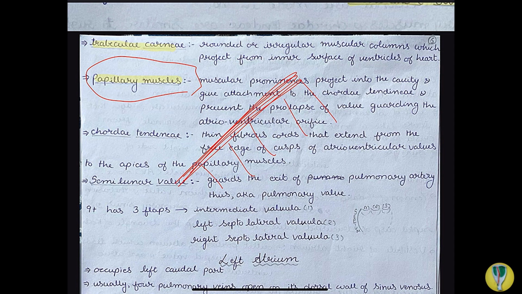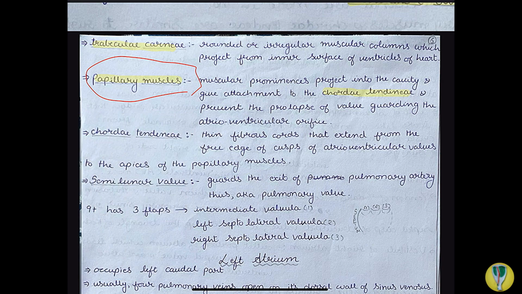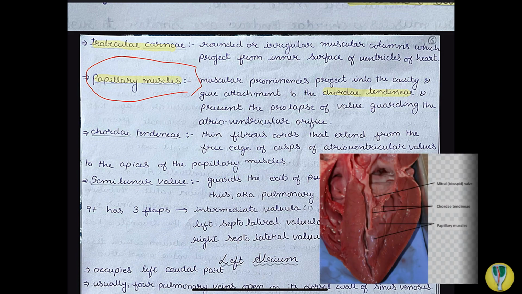While in case of the papillary muscle, they are muscular prominences which project into the cavity and they provide attachment for the chordae tendineae. Okay, so the papillary muscle associated with chordae tendineae is present in case of ventricles, and they prevent the prolapse of the valve guarding the atrioventricular orifice. Then chordae tendineae are fibrous cords that extend from the free edge of the cusp of the atrioventricular valve to the apices of the papillary muscles.